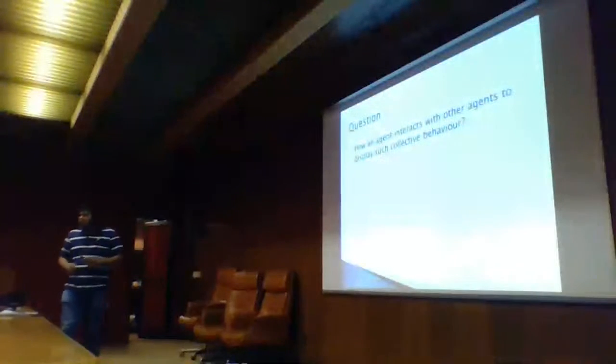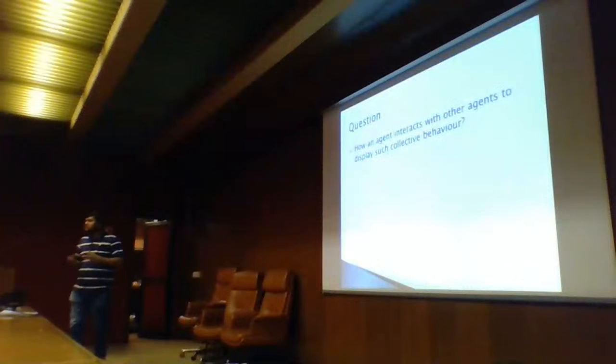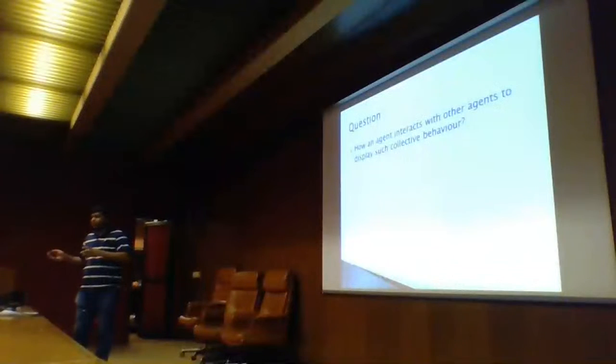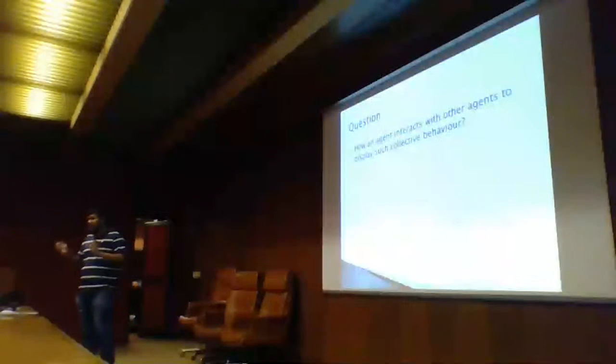And one of the questions we ask in this field is how these agents interact with each other to show this collective behavior. So is there any leader? Do all the agents follow some leader, or does everyone take their own decisions? So how do they really do it? A bird in a flock cannot interact with everyone, but somehow they stay together.